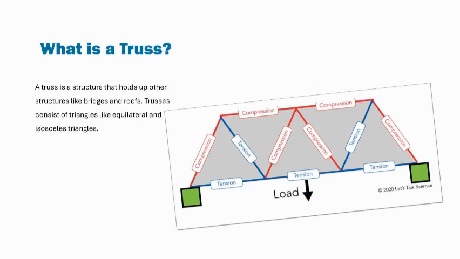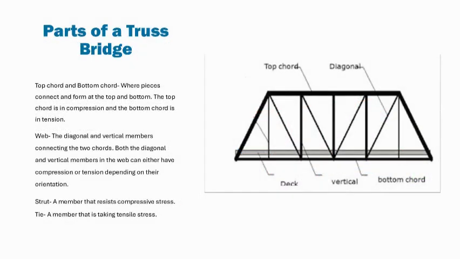A truss is a structure that holds up other structures like bridges and roofs. Trusses consist of triangles like equilateral and isosceles triangles. Top chord and bottom chord. The top chord and the bottom chord are where pieces connect and form at the top and bottom. The top chord is in compression and the bottom chord is in tension.